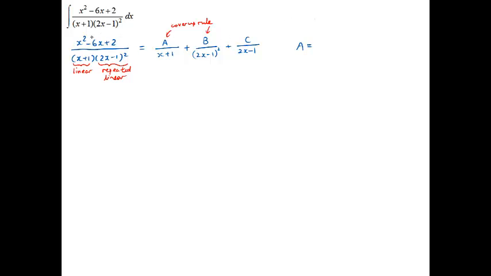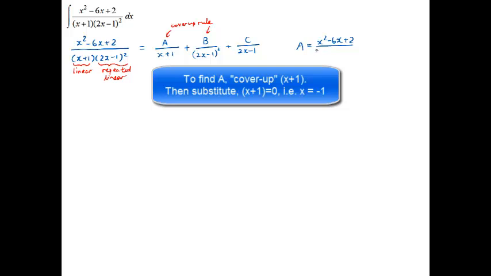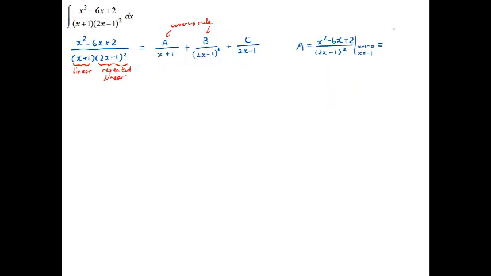I will copy this expression, but in copying, I will cover one of these denominators, so it will be missing. That's why it's called cover-up rule. So to find A, cover up x plus 1. So x plus 1 will be missing, so I copy the other denominator. Whatever has been covered, which is x plus 1, equate to 0. It means I'm going to substitute x equals -1 into this expression. So for this, I will get 9/9, which is a 1.